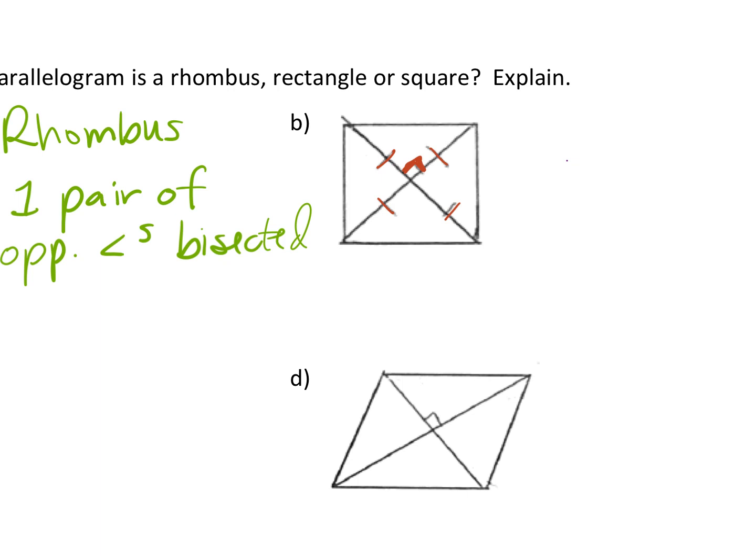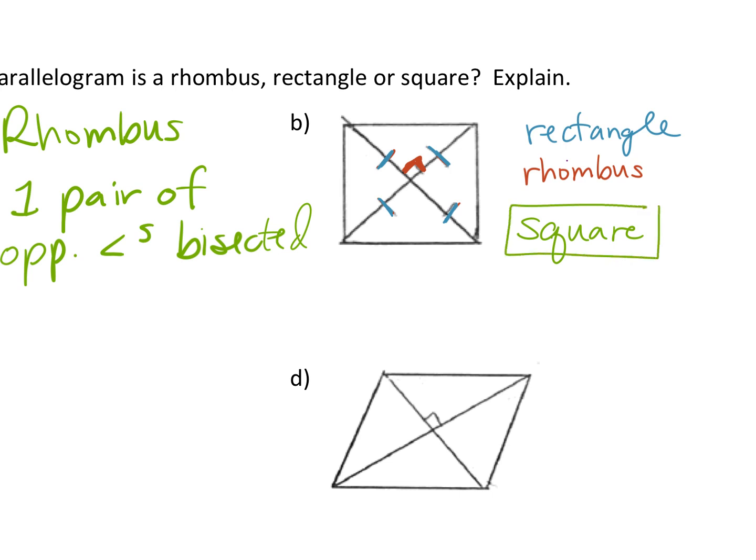So here's the deal. They don't have the markings. These markings, right? The blue markings tell us it's a rectangle because the diagonals are congruent. The red marking tells us it's a rhombus. If something is a rectangle and a rhombus, it's actually a square. So this is a square because it's got congruent diagonals and perpendicular diagonals.